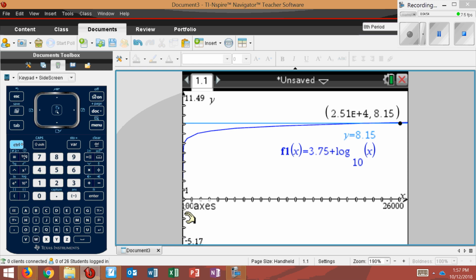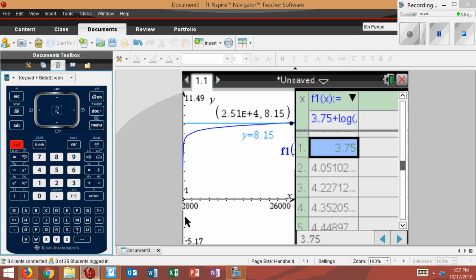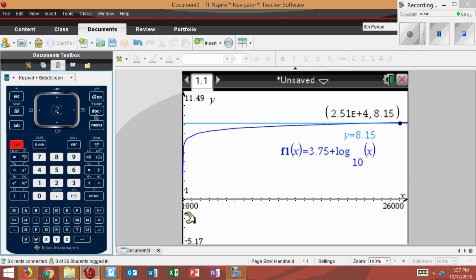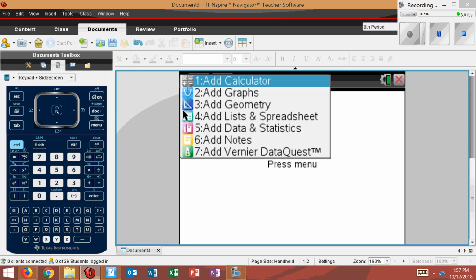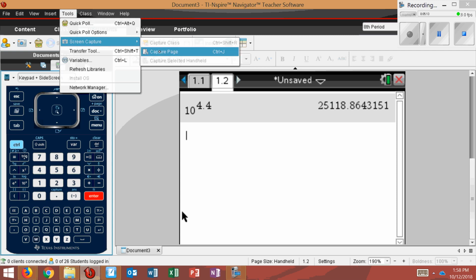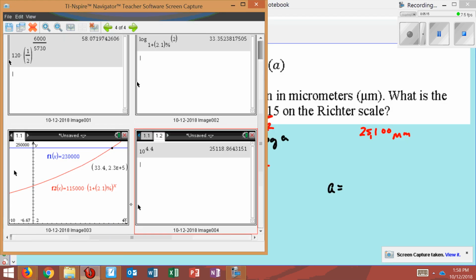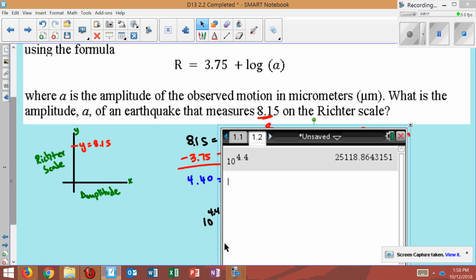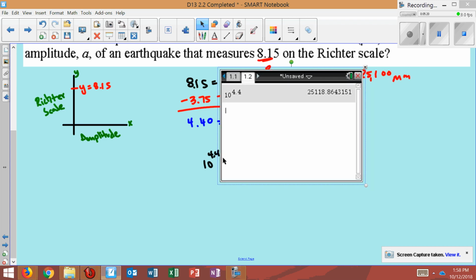I'll come over here, Control Doc will add a page. Go to calculator. 10 to the 4.4. This is our exact answer, 25,118.86. That's our exact answer there. Shrink this down.